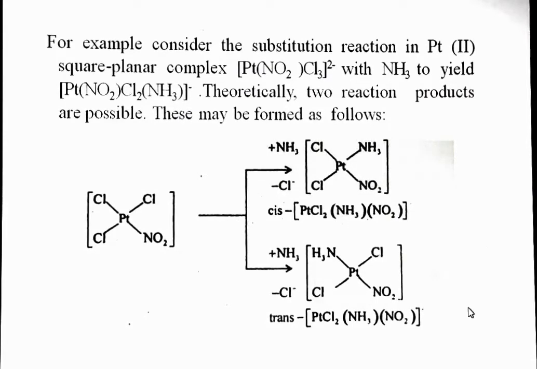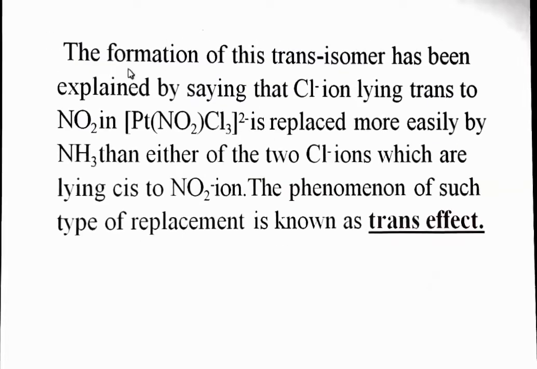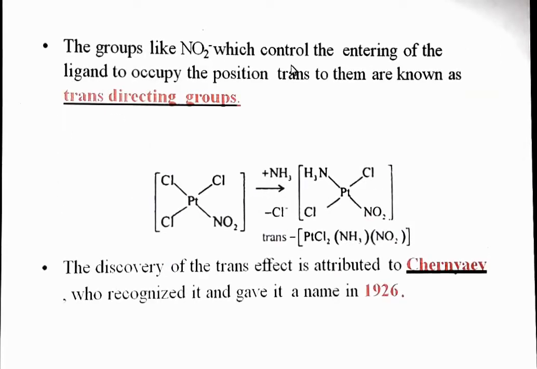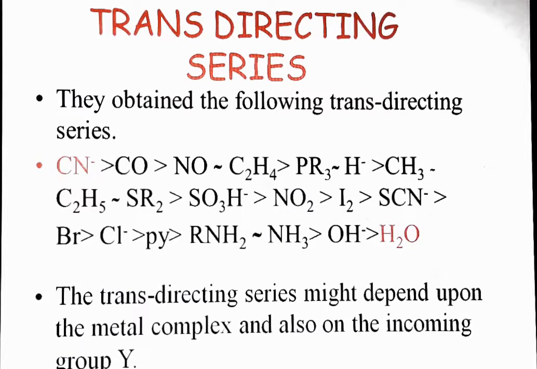We get this trans product by nucleophilic substitution reaction. So, the formation of this trans isomer is explained by saying that the chloride ion lying trans to nitro in trichloro-nitroplatinate is replaced more easily by ammonia than either of the two Cl ions lying cis to the nitro ion. The phenomenon of such type of replacement is known as trans effect. Groups like nitro which control the entering ligand to occupy the position trans to them are known as trans-directing groups. This effect was first discovered by Chernyaev in 1926.